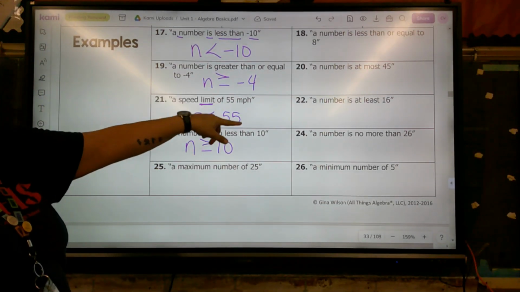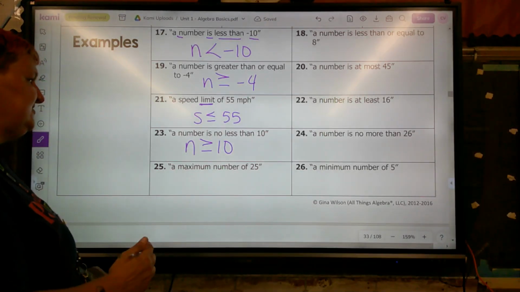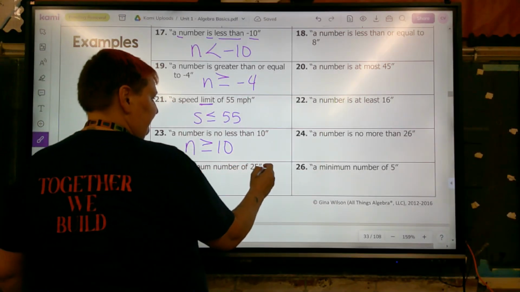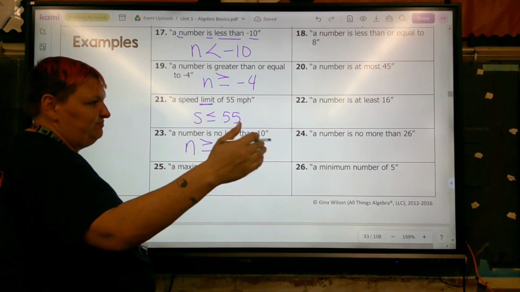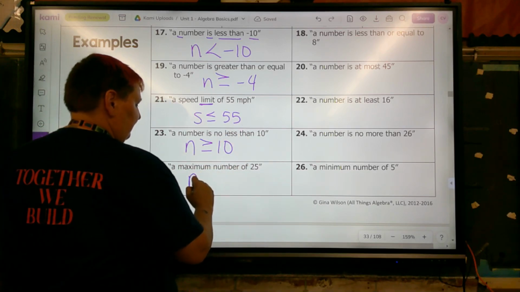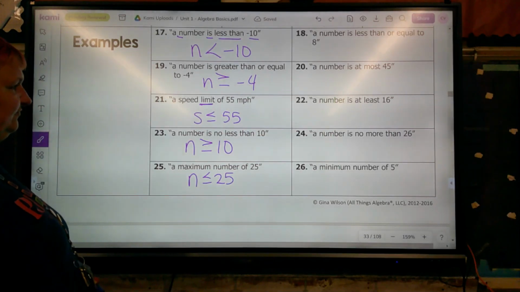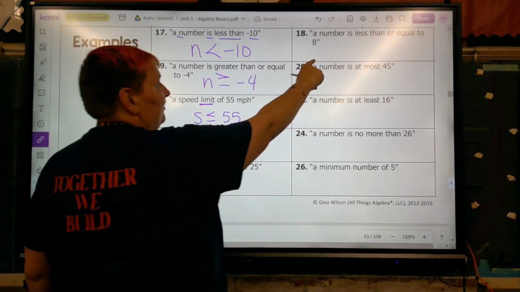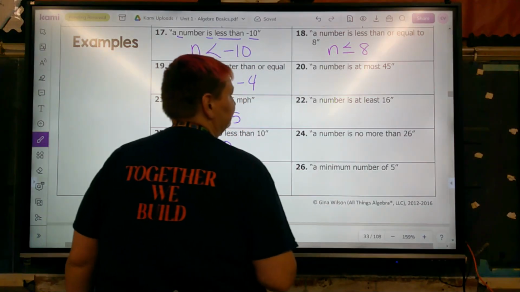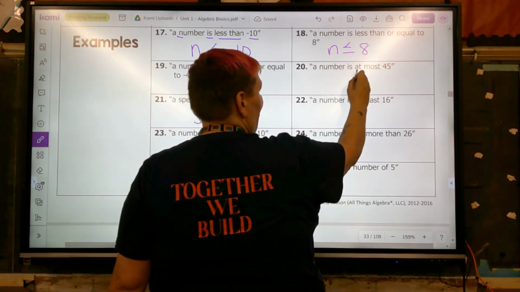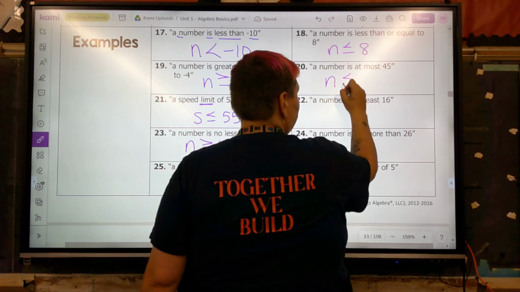We'll do all of these just because on these guided notes I want you to have a very clear understanding of inequalities. A maximum number of 25. That means it can't go over 25, but it could be 25. So it could be less than or equal to 25. A number is less than or equal to 8. A number is at most 45, meaning it could be 45 or less. A number is less than or equal to 45.